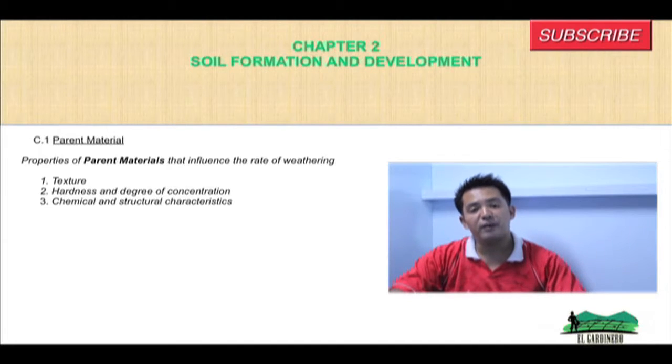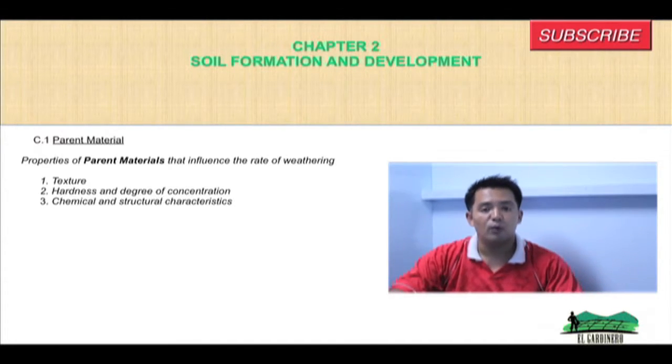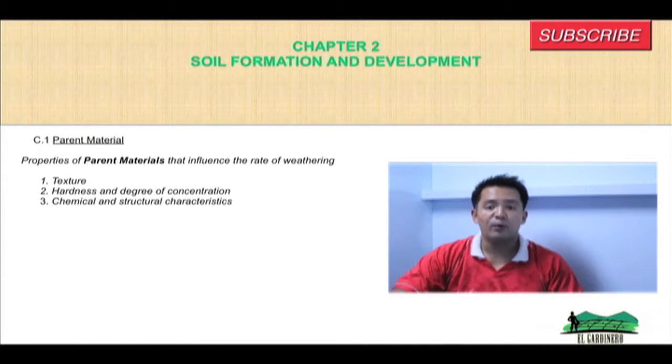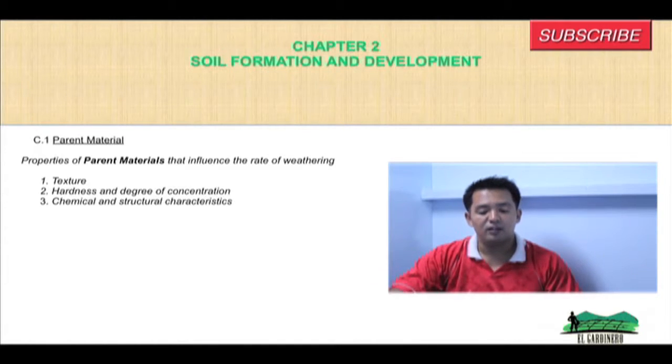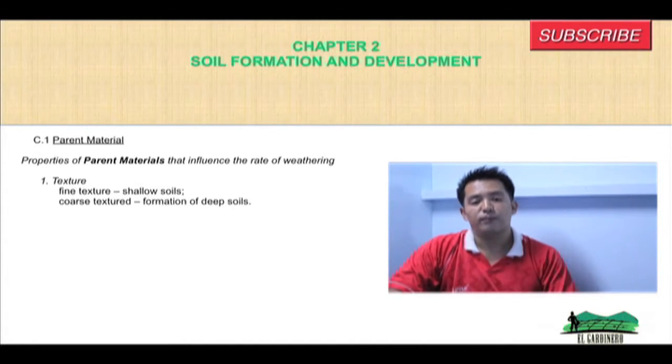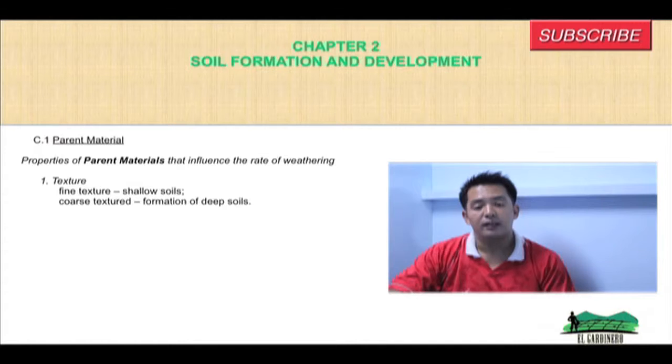We have different properties of parent materials that influence the rate of weathering. One is texture, the other one is hardness and degree of concentration, and the third one is the chemical and structural characteristics. Texture can influence the depth of soil.